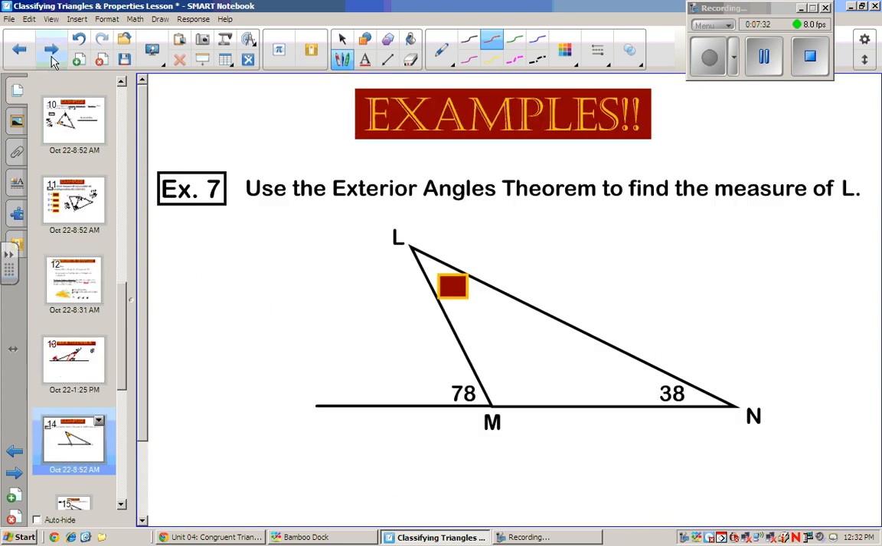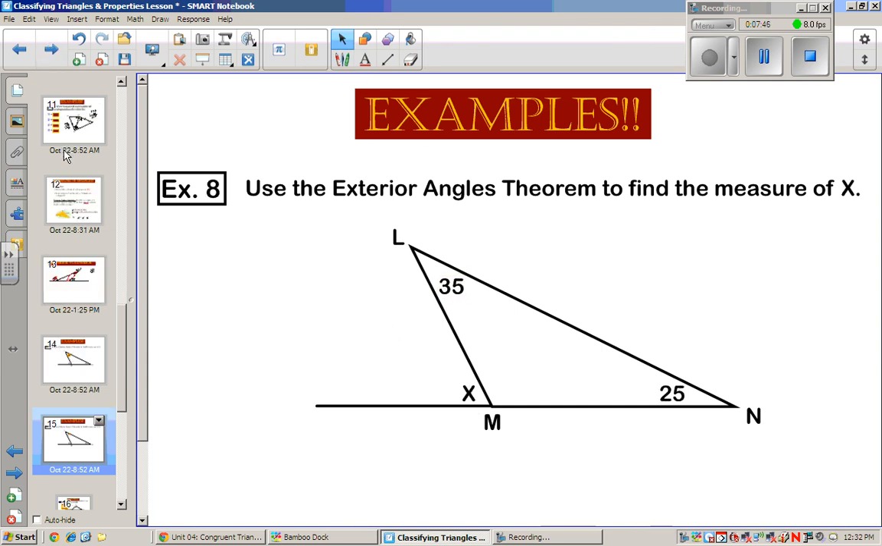Alright, now let's do some problems. If this is 78, the two remote interiors have to add up to that. So what number plus 38 will give us 78? Hopefully you're saying 40. If I know these two remote interiors, I can just add them to get my value for x. So that is going to be 60 degrees.